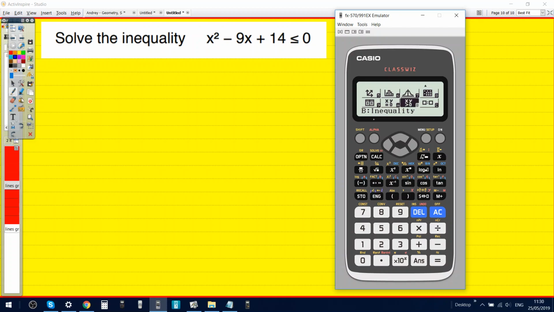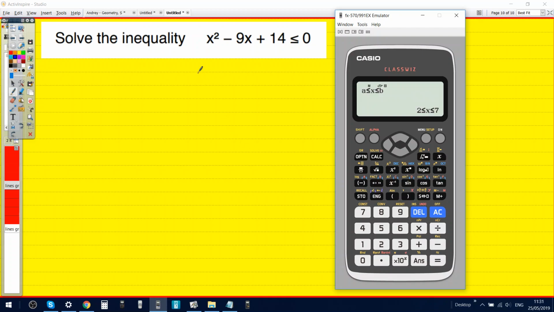All right. Polynomial degree is 2. And we're doing 4. And so, what is A? What is B? What is C? It's 1. How do I move to the next one? Oh, press equals. Yeah. Minus 9. Yep. And plus 14. Press equals. Yep.